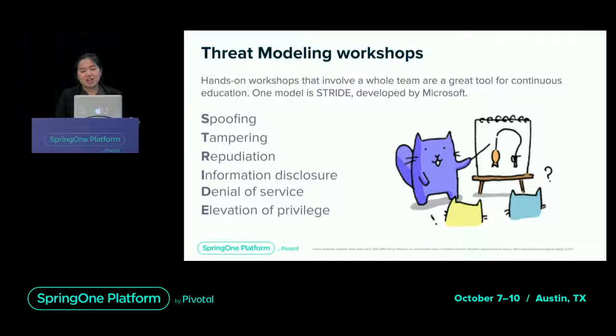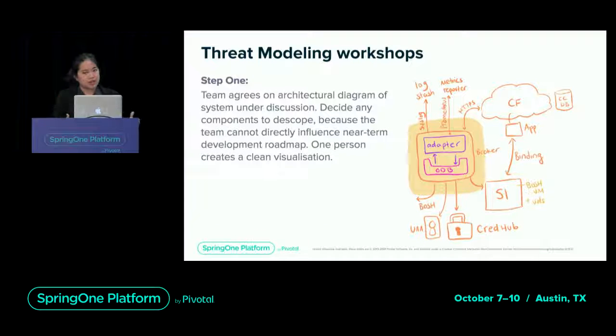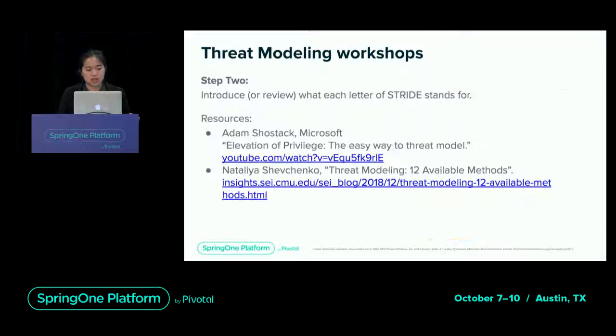So the goal of a threat modeling workshop is to help the entire team build a mental model around security concerns in a specific part of your system. So how do you run a workshop? Well, this is how I've seen it done before. I'm sure there are different ways to do it. But in step 1, the team needs to agree on the scope of the exercise. So agree on a part of your system, agree on the architecture of it, maybe have everyone draw it out and then converge on a model, and then have one person come up with a clean and high fidelity visualization that you can use for the exercise.